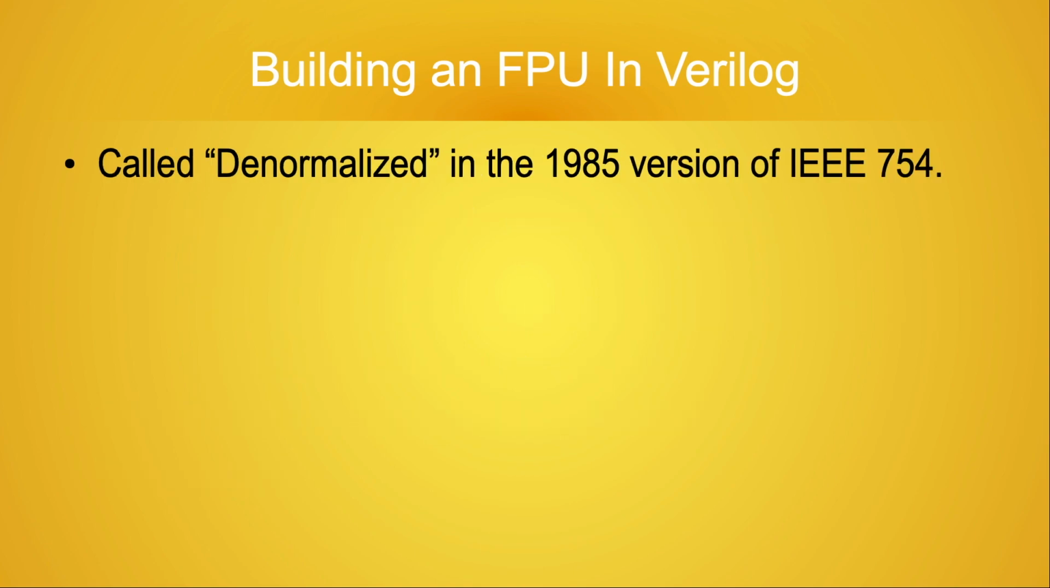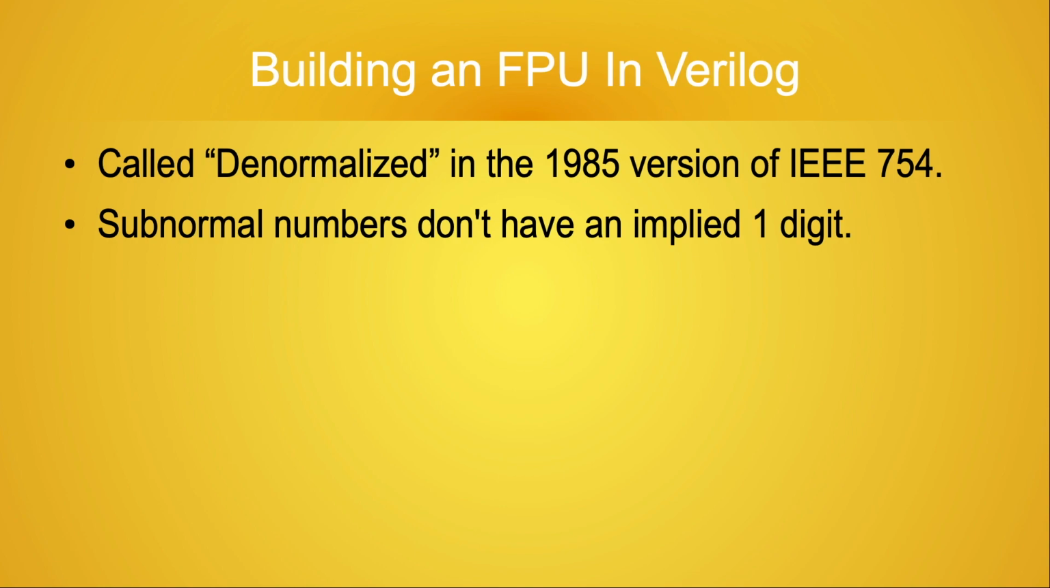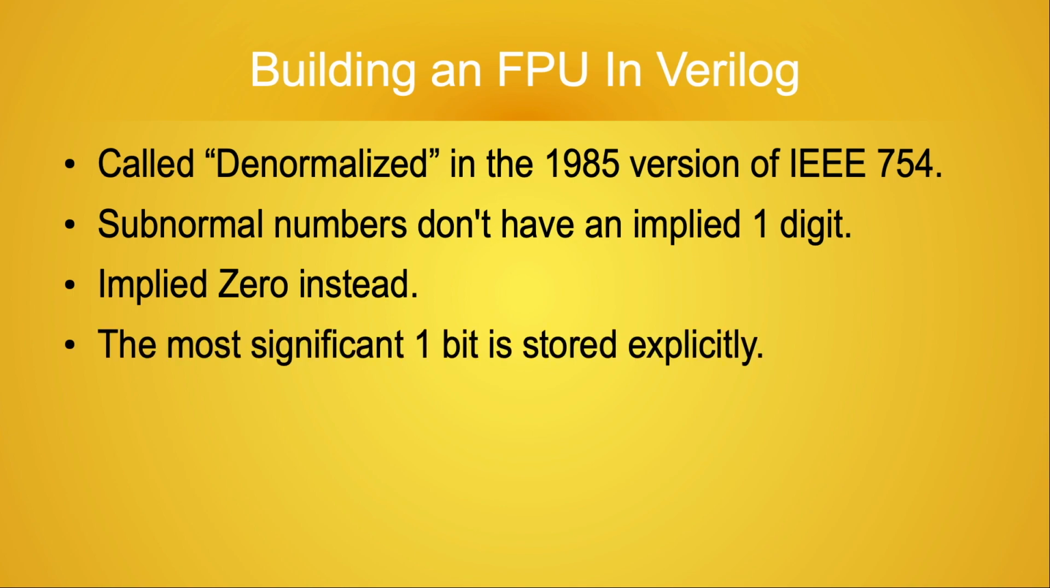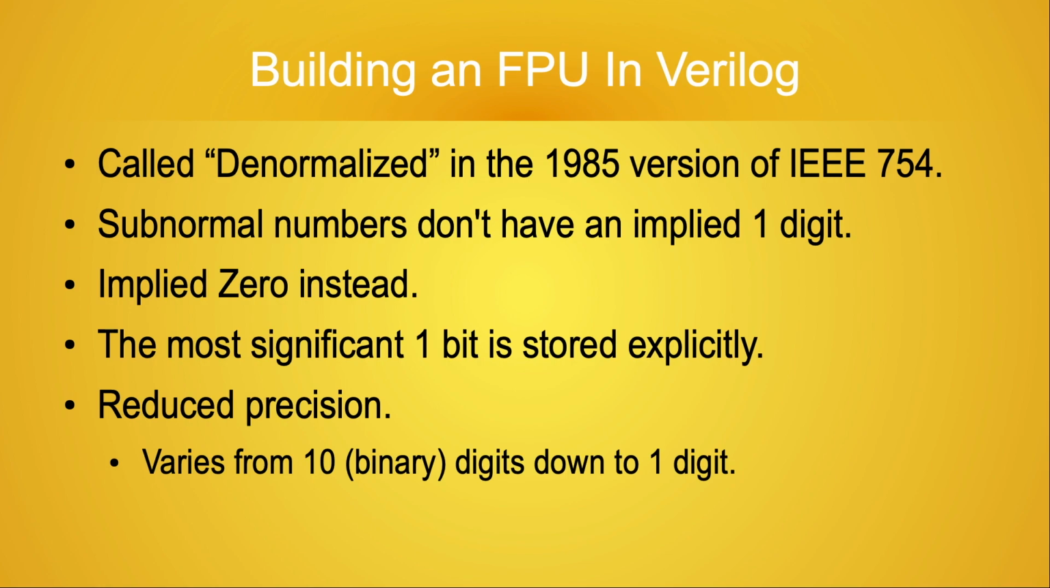The 1985 version of the IEEE specification called these numbers denormalized, and I think that's actually more descriptive of how they work. For normal floating point numbers, we always have one non-zero digit to the left of the binary point. That is, they're normalized. Subnormal numbers don't have an implied one digit, which gets prepended to the significand. They're denormalized, meaning they have an implied zero instead. The most significant one digit of a subnormal number is explicitly stored in the significand field. The largest magnitude subnormal number only has 10 significant digits. The smallest magnitude subnormal number only has 1 bit of precision.